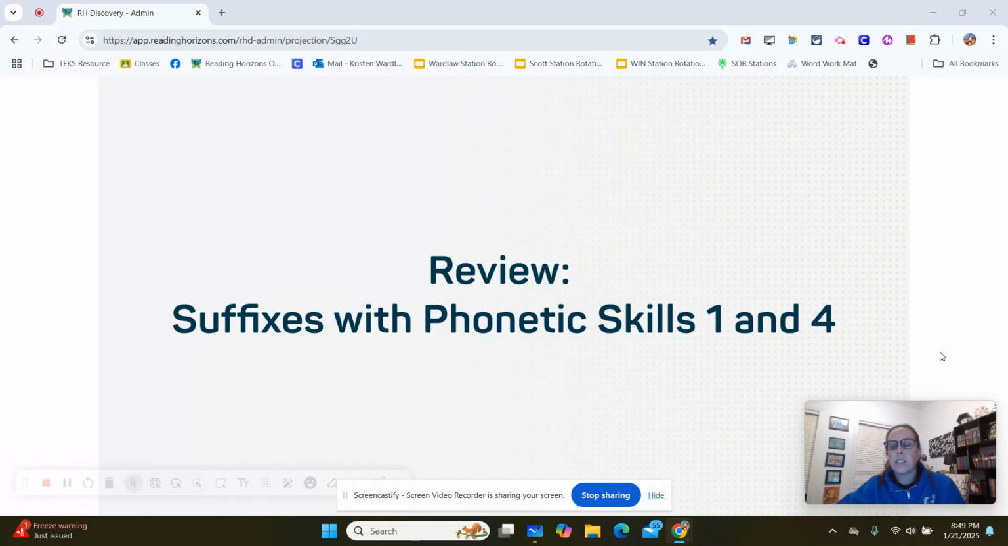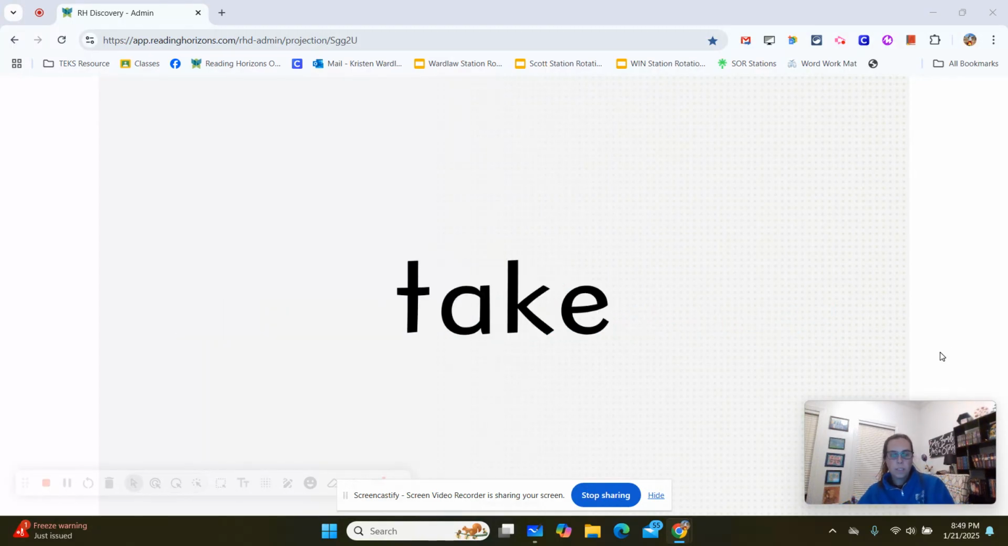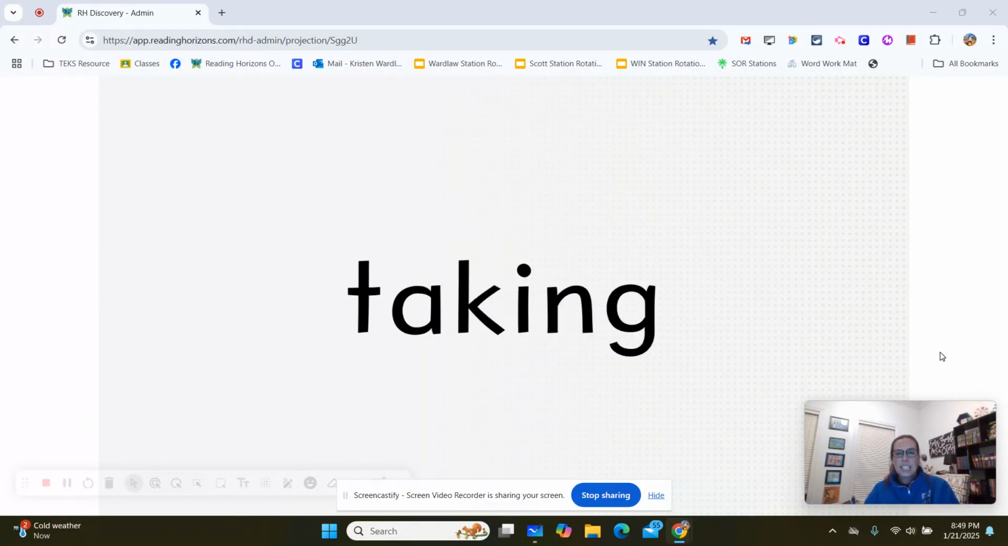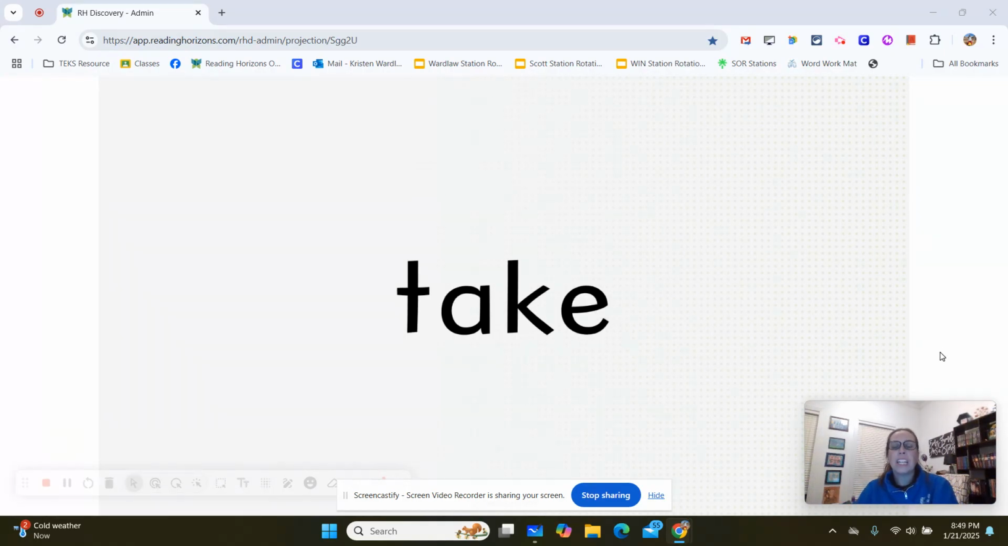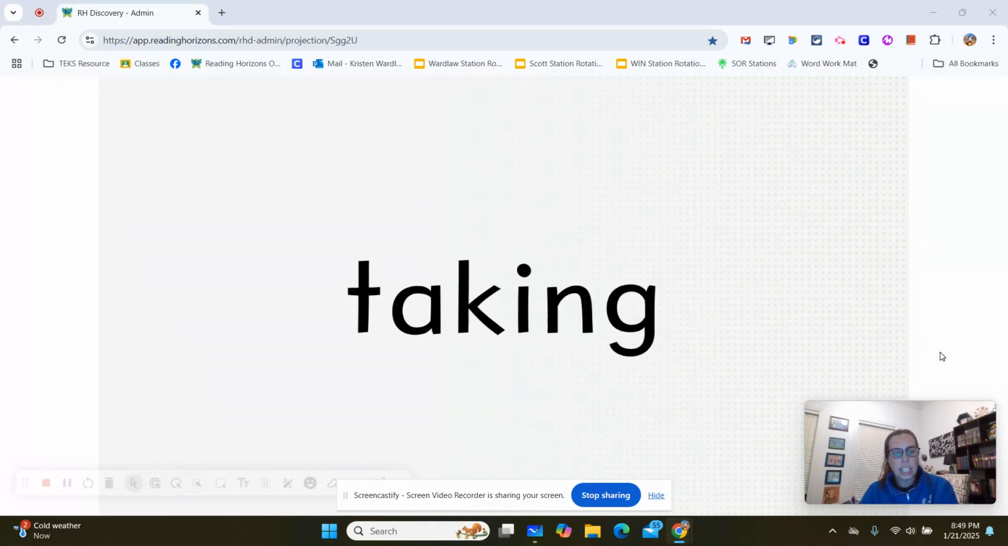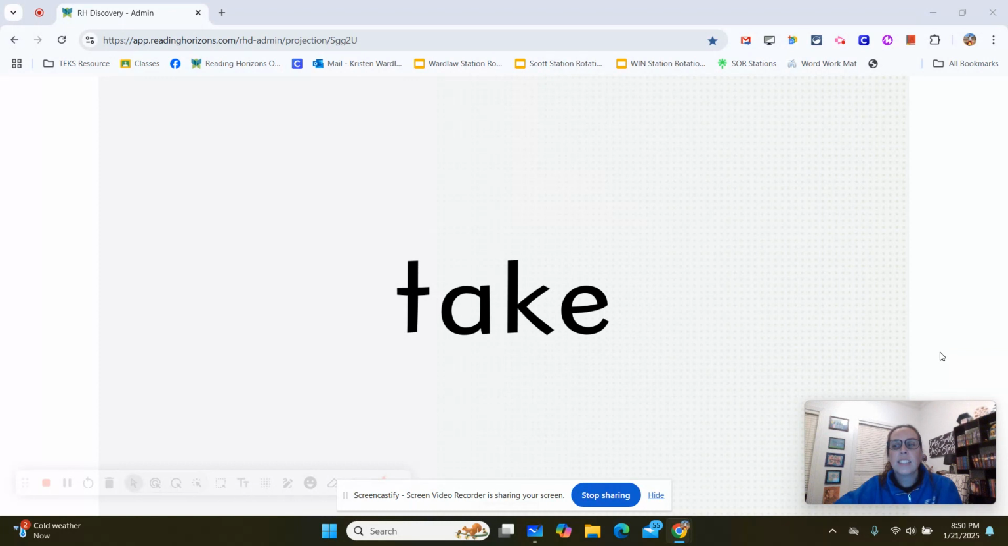Okay, so let's look at some words. I want you to read the word. Take, that's phonetic skill 4. It's got the sneaky E. Taking. Now we looked at this before where you will drop the E and add the suffix ing. So you'll go from take to taking.